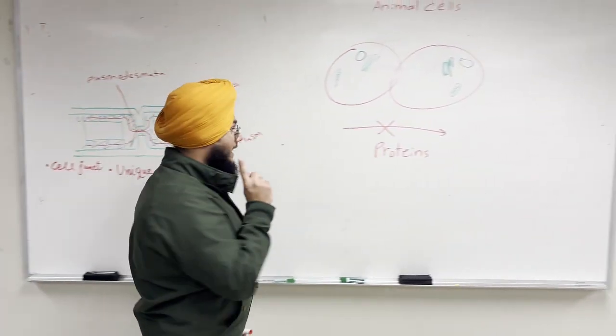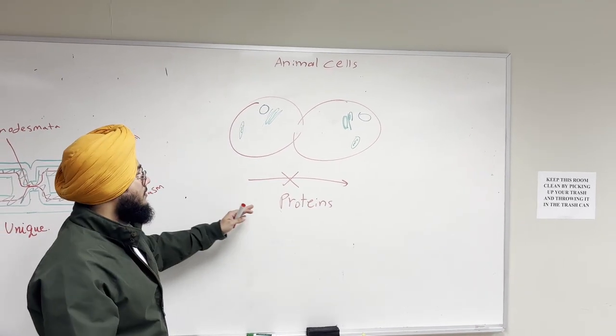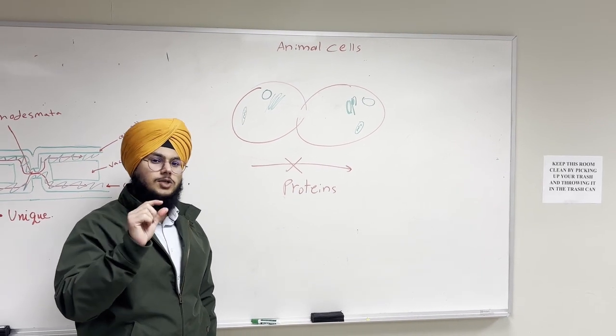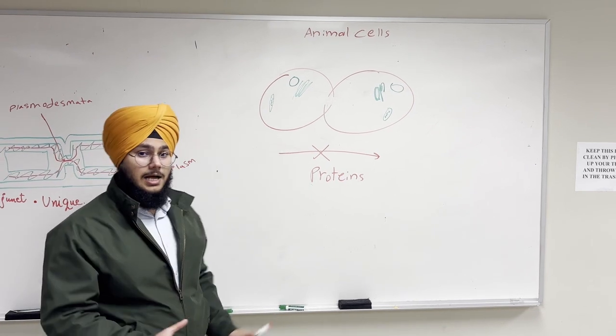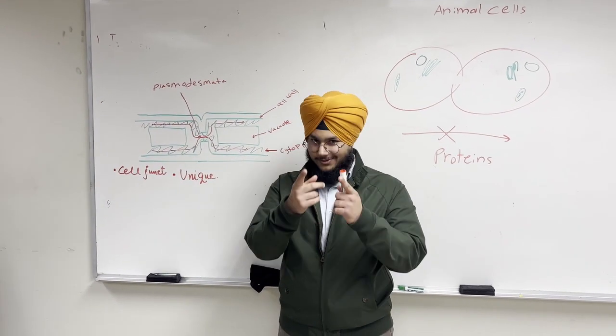Why is this unique? Here we have animal cells like us. We animals, we have gap junctions. They are really small, but they cannot transport proteins. And for this, plants have Plasmodesmata right here, which actually can transfer proteins. There you have it. Okay, who wants to explain how they're formed?